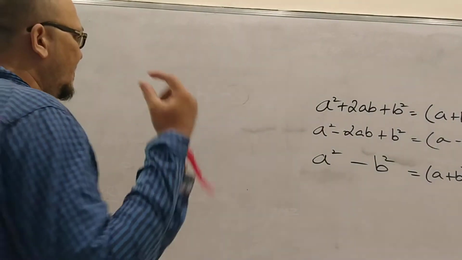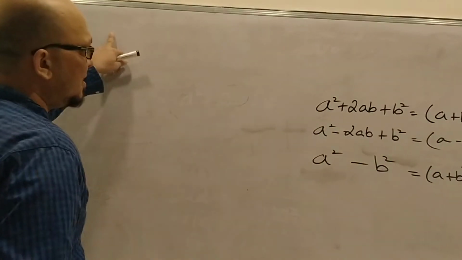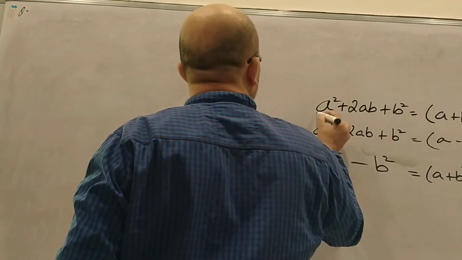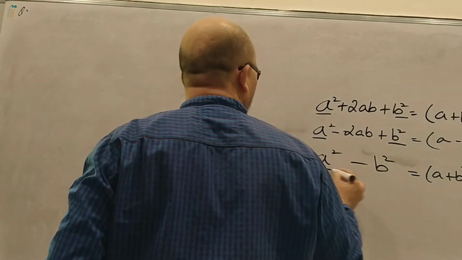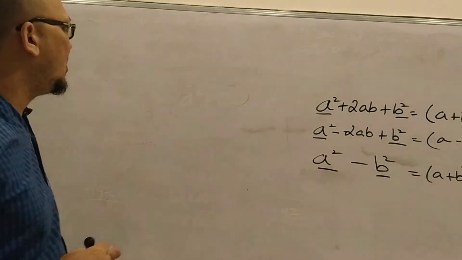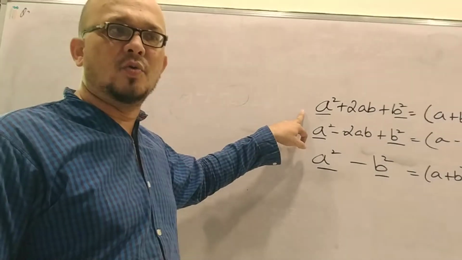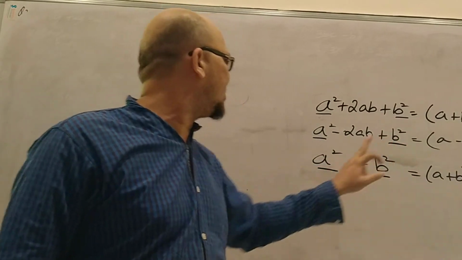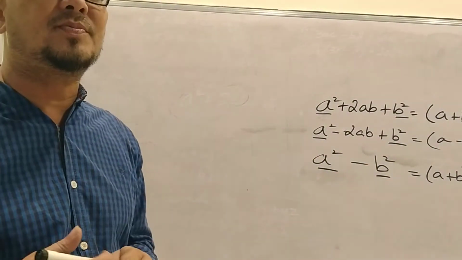For identities, the very important thing is that first of all, we will match our given expression with the identity. Then the most important thing is the first term and the last term of all three identities. Guys, if you look very carefully, in all three identities the first term is a perfect square: a into a is a square, b into b is b square. So the first term and last term must be perfect square numbers.